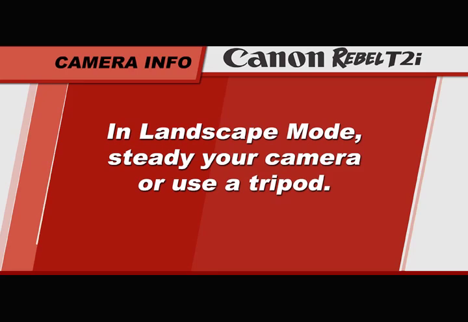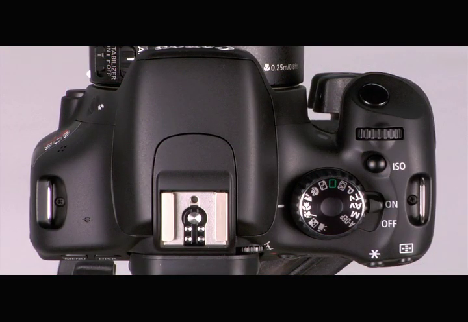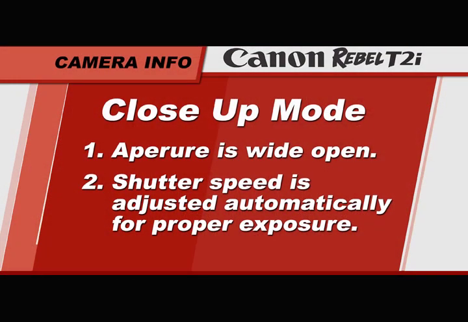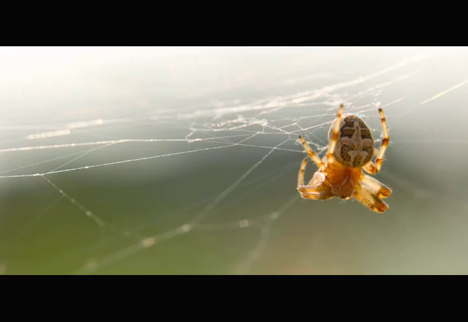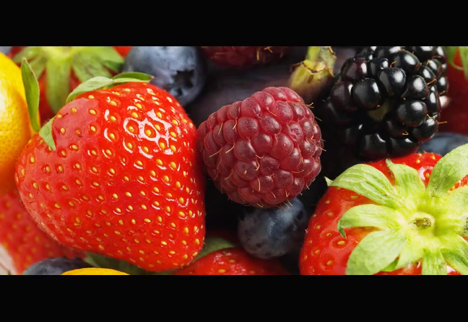The next shooting mode is the close-up mode. This shooting mode is used to capture flowers and other small objects that are physically close to the camera's lens. Use this at the lens's minimum focusing distance.